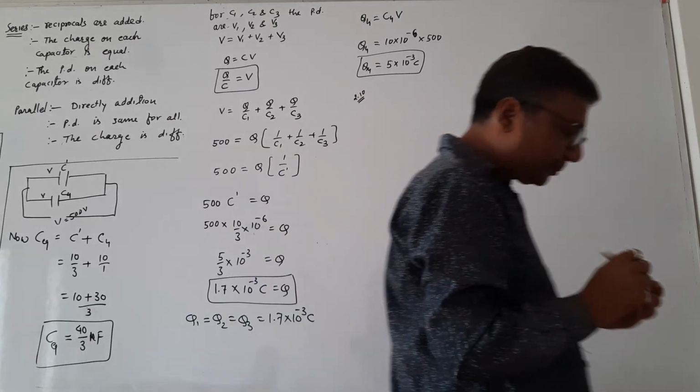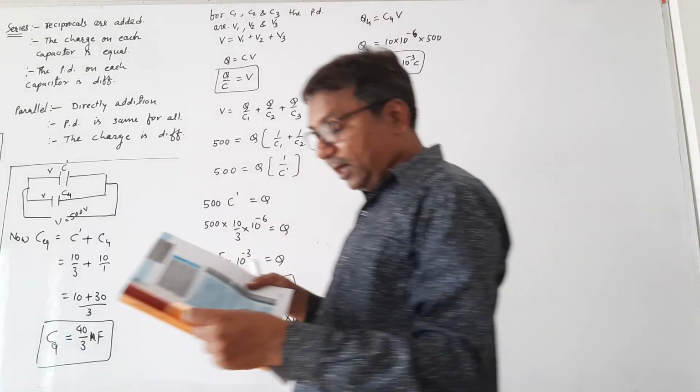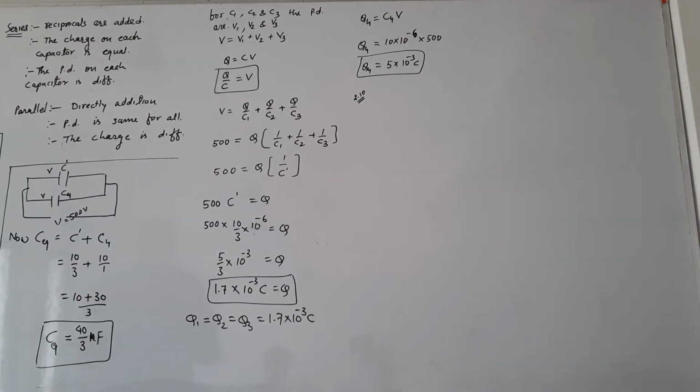And here is one more illustration, 2.10. I am going to read out: a 900 picofarad capacitor is charged by a 100 volt battery. How much electrostatic energy is stored by the capacitor? And the capacitor is disconnected from the battery and connected to another 900 picofarad capacitor. What is the electrostatic energy stored by the system?